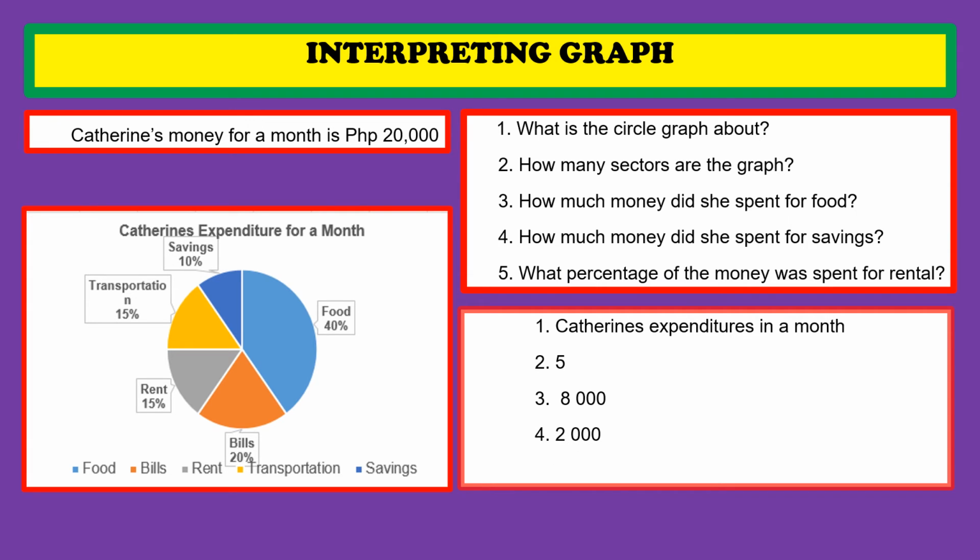The last number, what percentage of the money was spent for rental? So what percentage was spent for rental? So the answer is 15%.